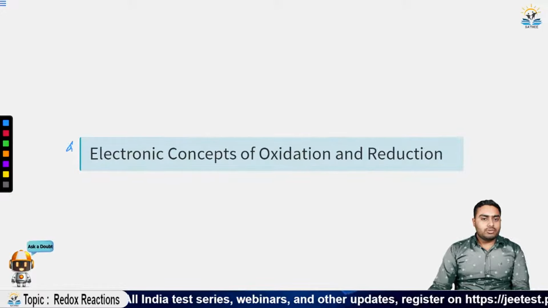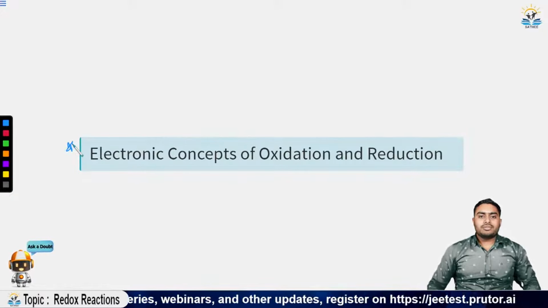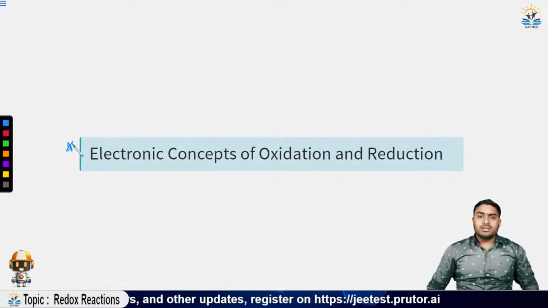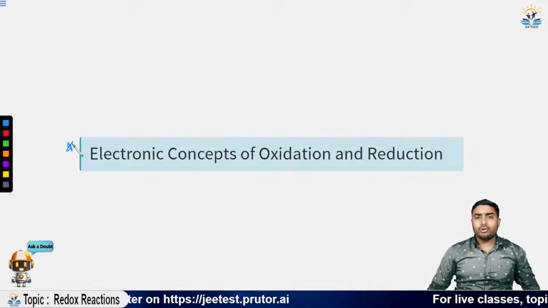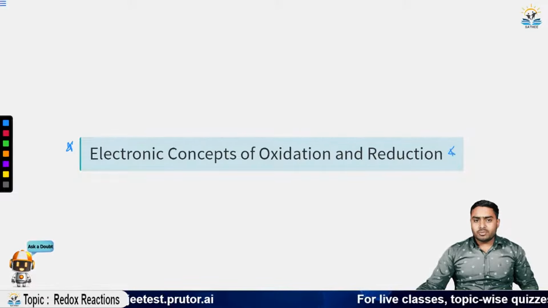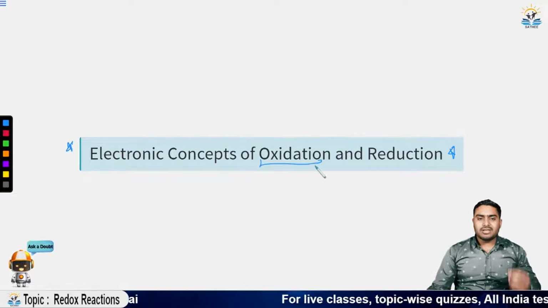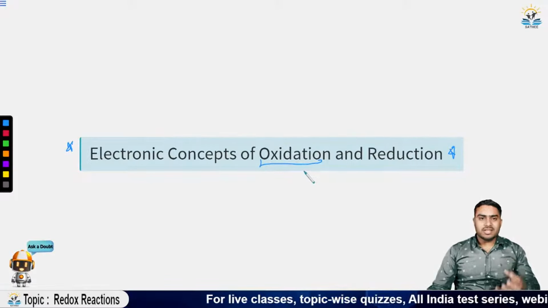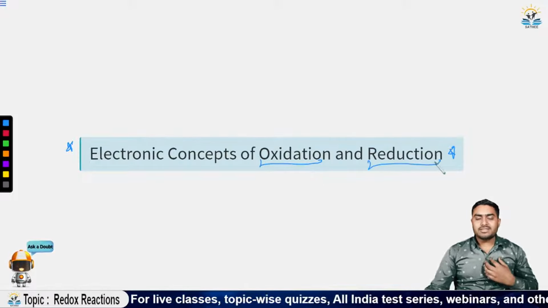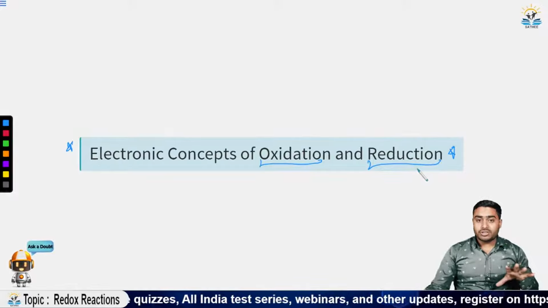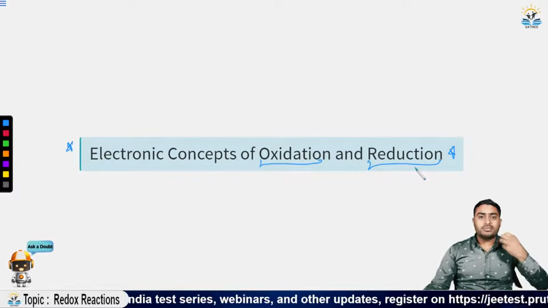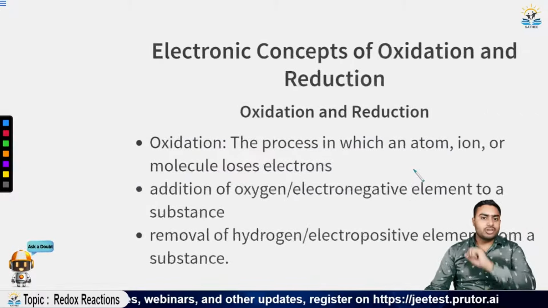Today we are going to learn, first of all, the electronic concepts of oxidation and reduction. You already learned a little bit about oxidation and reduction in your lower grades. This is going to be very interesting. Oxidation means addition of oxygen but removal of hydrogen, and reduction means addition of hydrogen but removal of oxygen.